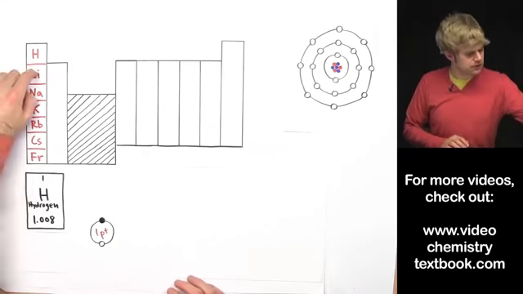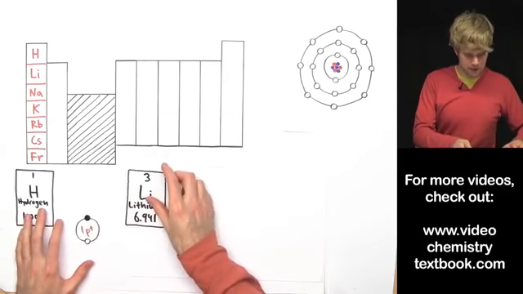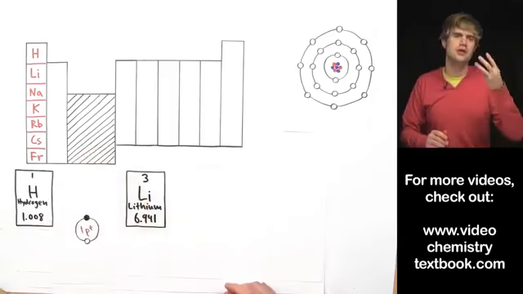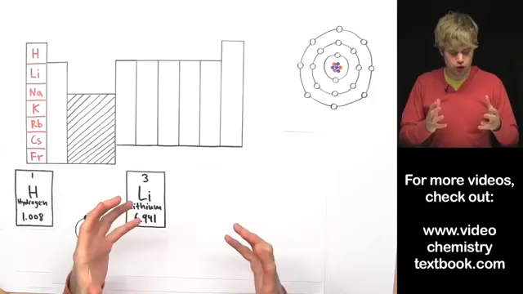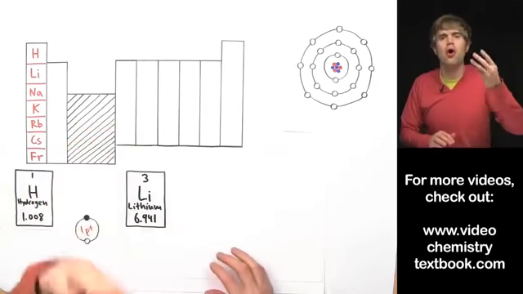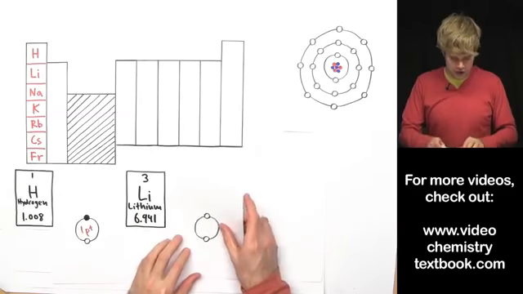Okay, let's move down here to lithium. Now if we look up lithium on the periodic table, we're going to see this 3, which means that every lithium atom has 3 protons in it. But if that lithium atom is neutral, which we always assume that it is when we're doing this sort of thing, this lithium atom also has 3 electrons. So we'll start here.